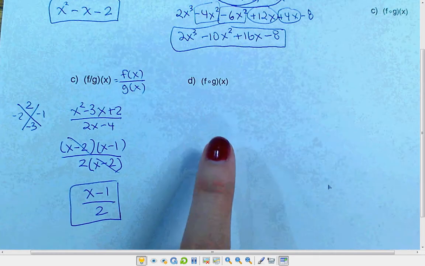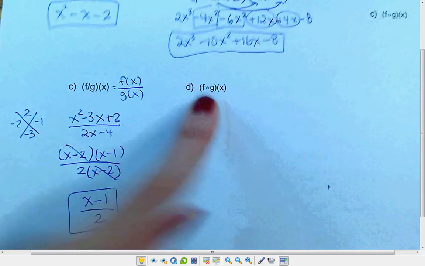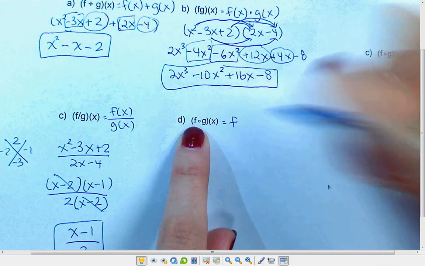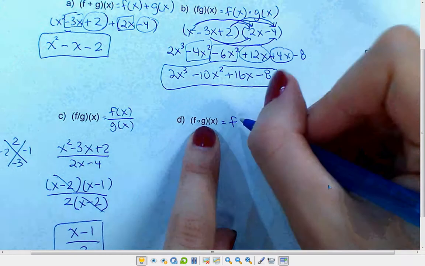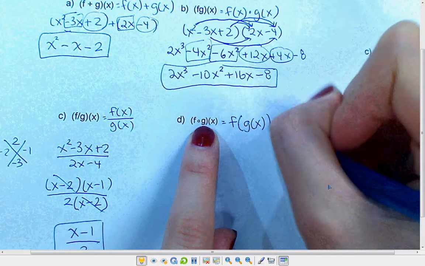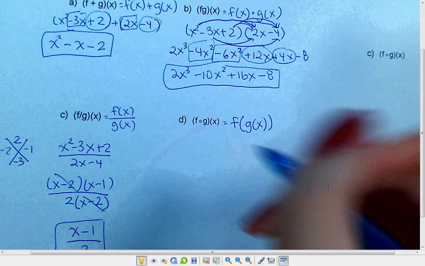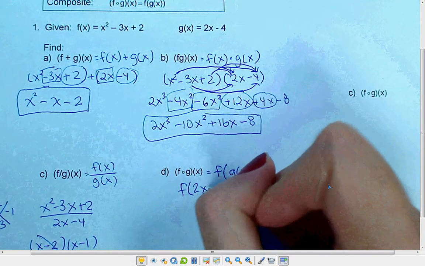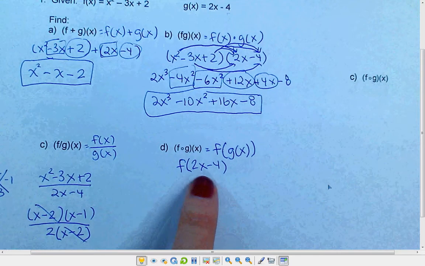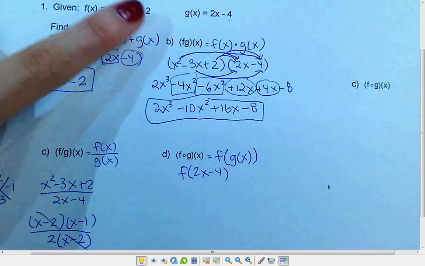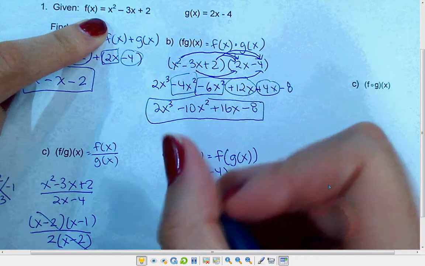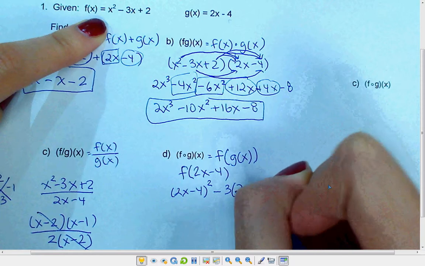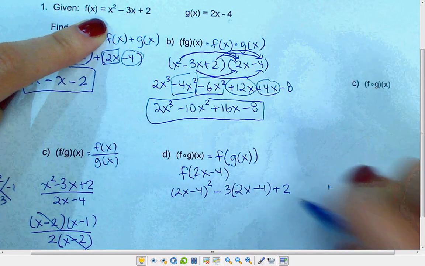Our last part of this first problem now, this is a composition. So this is when we are plugging in. So the first function is going to be the outside one, the second one is the inside one. So what I'm doing is plugging g of x into f. So really what I'm doing is plugging in. So g of x is 2x minus 4. I'm plugging in 2x minus 4 into each of my x's in f of x. So I have 2x minus 4 squared minus 3 times 2x minus 4, plus 2.